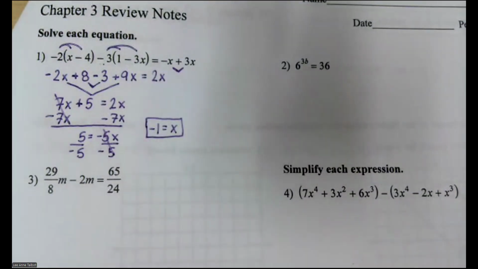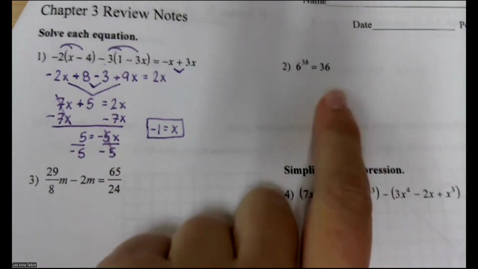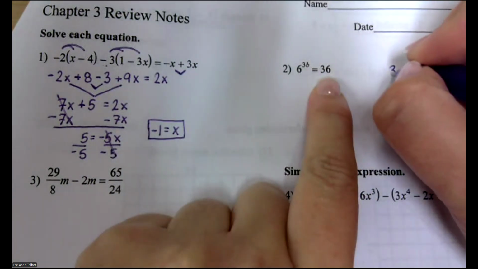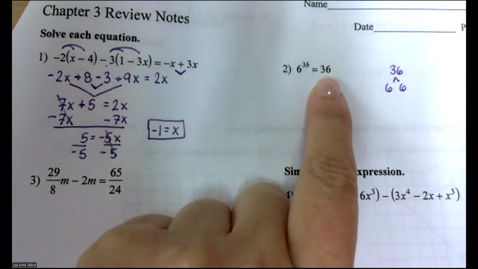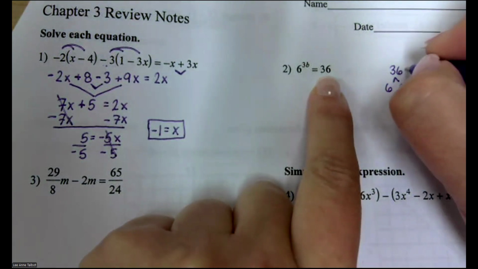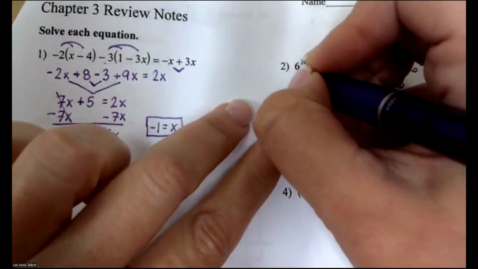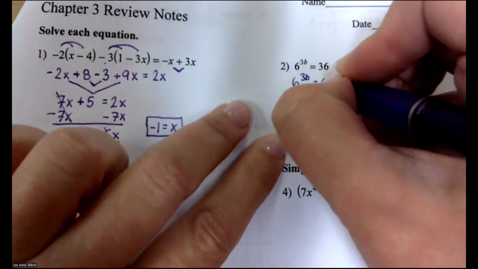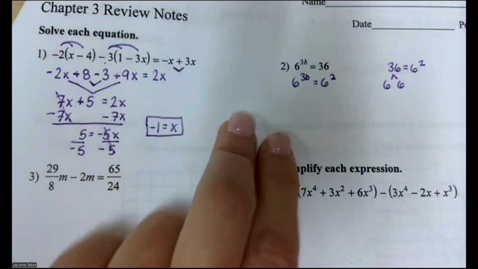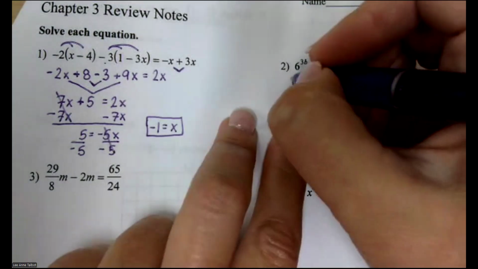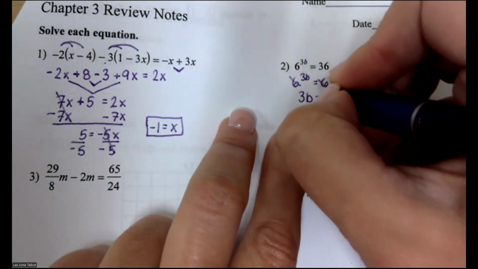Right, negative 1. Okay. Number 2, this is called a same base exponential equation. And my first question is, do they have the same base right now? No. And which base is bigger? 36. There's 6 and 6. So 36 is 6 squared. Okay. So 6 to the 3b equals 6 squared. Cancel, cancel. 3b equals 2.